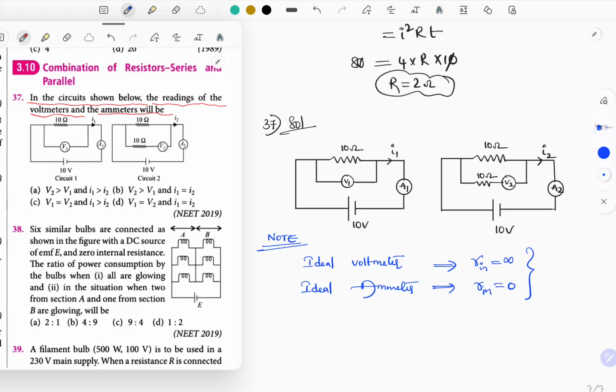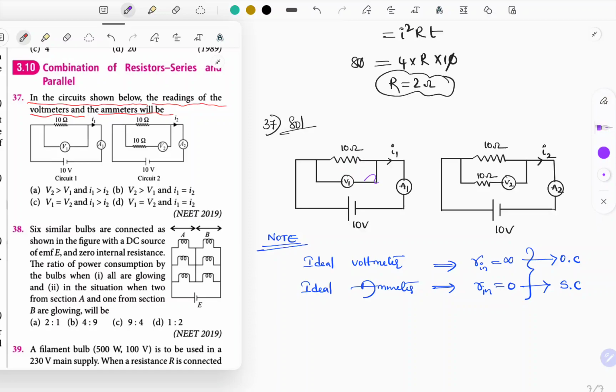Okay, so based on that point, let's solve this question. If internal resistance is infinity, we can replace it with an open circuit, right? If internal resistance is 0, we can replace it with a short circuit. Just observe this. So how can we replace the given circuit?